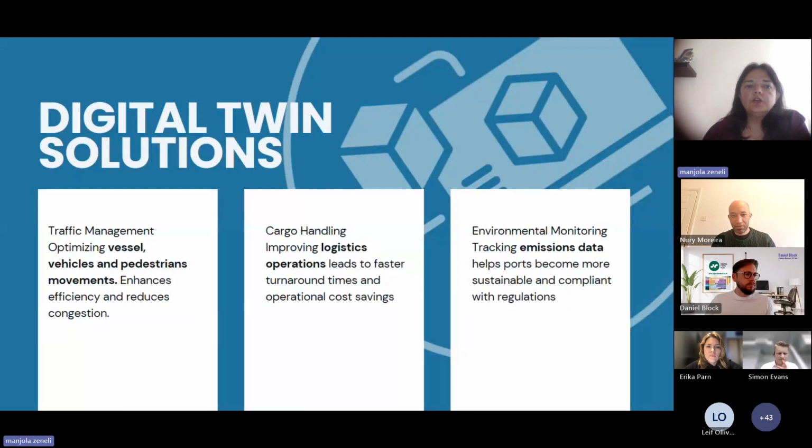Digital twin solutions are related to traffic management optimization for vessels, vehicles, and pedestrian movements, which enhances efficiency and reduces congestion. They also serve cargo handling, improving logistical operations, and environmental monitoring, tracking emission data on energy, carbon, and others, which reduces the levels that are high for the moment and also increases sustainability.